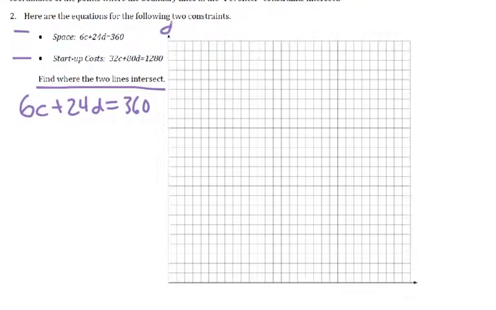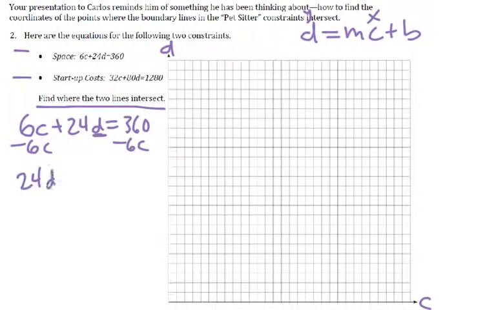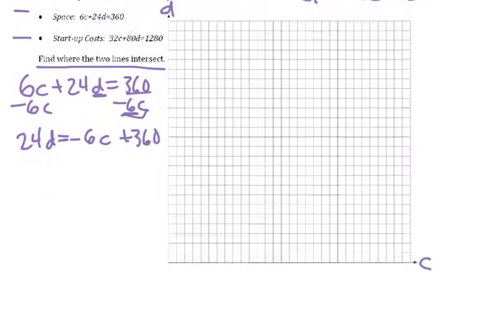So let's call this the D, and we'll call this C. C for cats, D for dogs, because they were dealing with cats and dogs. So let's solve for D. Basically put it in slope-intercept form. D equals MC plus B, right? Because C is like X, D is like Y. So we subtract 6C from both sides to get 24D equals negative 6C plus 360. And remember, that 6 isn't a number. It's how many C's there are. Okay, so we can't combine it with just a regular number.